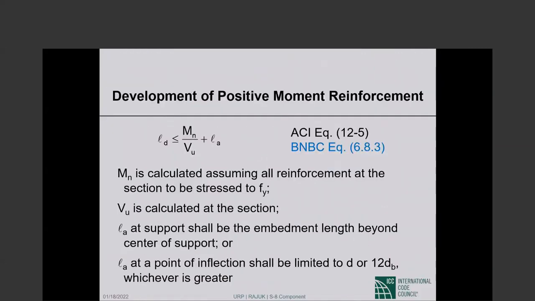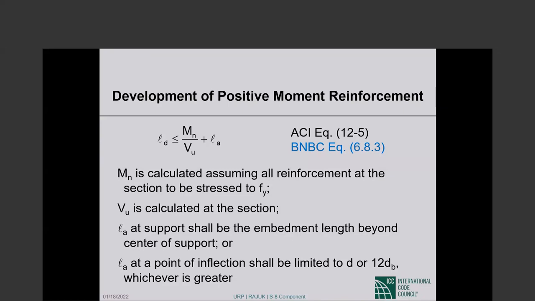So everything is at that location, and I have pictures. So M sub N divided by V sub U. M sub N is the nominal flexural strength. And it says here, assuming all reinforcement at the section is stressed to F sub Y, all the reinforcement is yielding. Divided by V sub U is simply the calculated required shear strength at the section, plus L sub A at support. So we are at a support or at an inflection point.